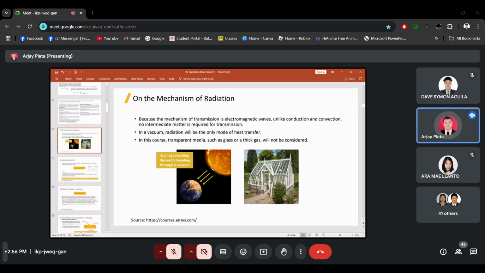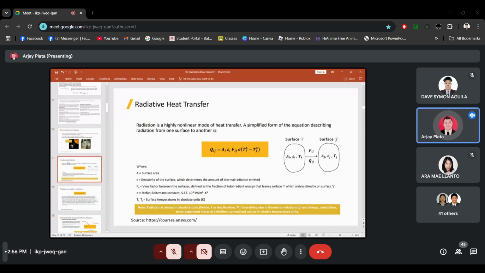So in a vacuum, radiation will be the only mode of heat transfer. So no other mode when there is a vacuum. Next one, the fifth power. Radiative heat transfer. So radiation is a highly nonlinear mode of heat transfer.